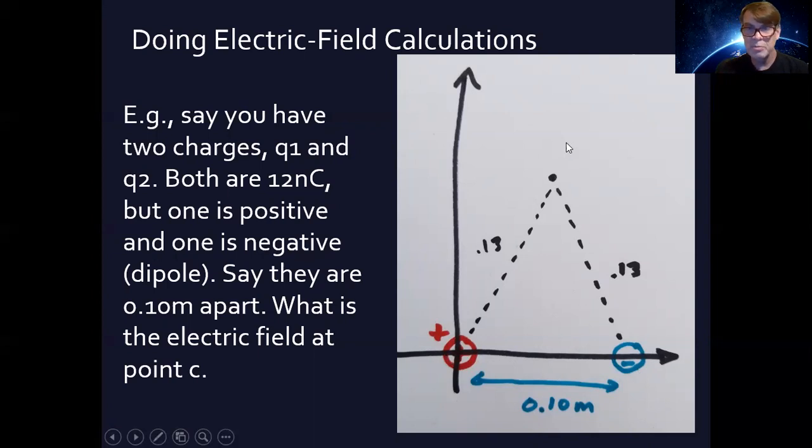What is the electric field at point C, which is right here? By the way, this is called a dipole. When you have a positive and a negative, that's a dipole. All right, more on dipoles in the rest of the chapter. So let's figure out this puppy.